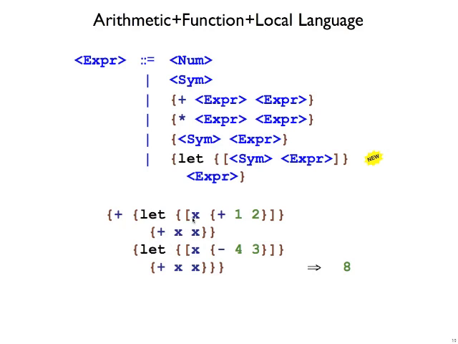And in this case, we have 2 let forms that both bind x, or locally define x, but these are different x's. In particular, this x only applies to the body of the let, this region, and this other x only applies to this other body. So in this case, x evaluates to 3, and we add it up to get 6. In this case, x evaluates to 1, and we add it up to get 2, and then the 2 and the 6 are combined together to get 8.